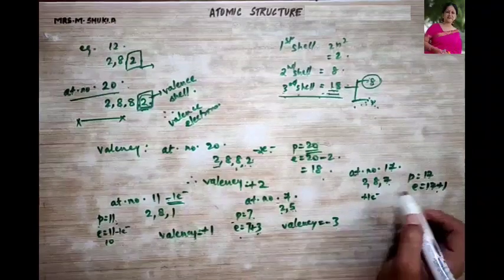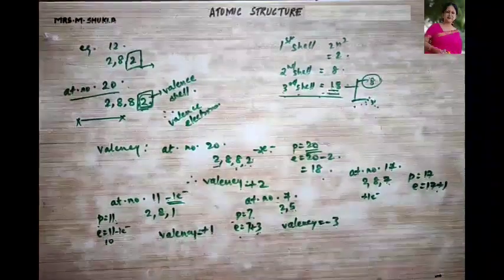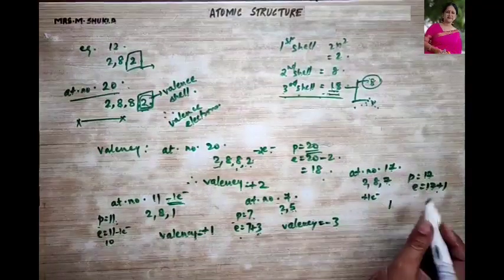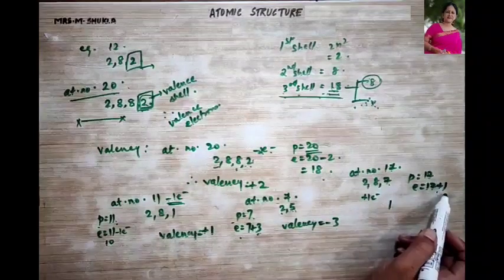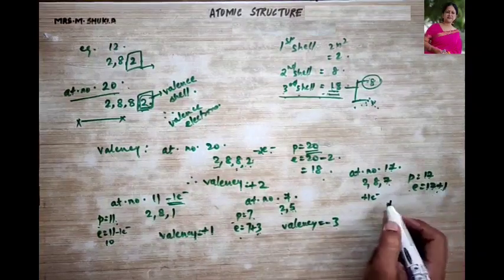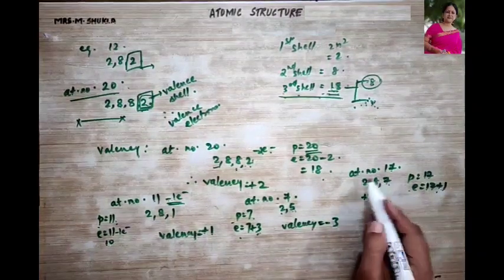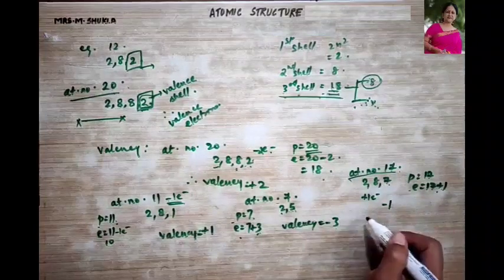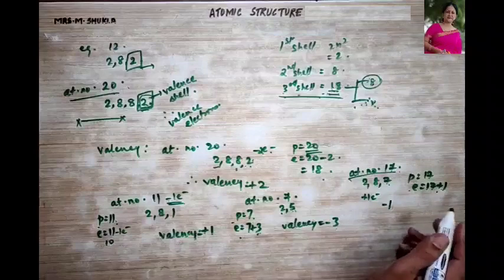Number of electrons lost or gained. So here it is gained. So 1 is the valency. Now what is it, positive or negative? Protons are 17, electrons are 18, electrons are more. So minus 1 is the valency of atomic number 17. I hope this is very clear.